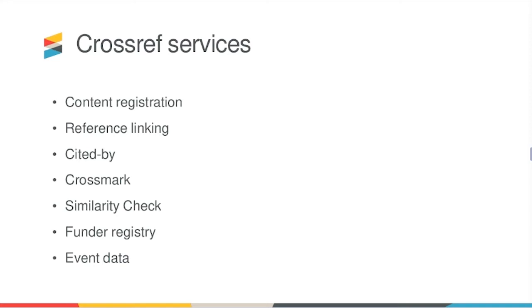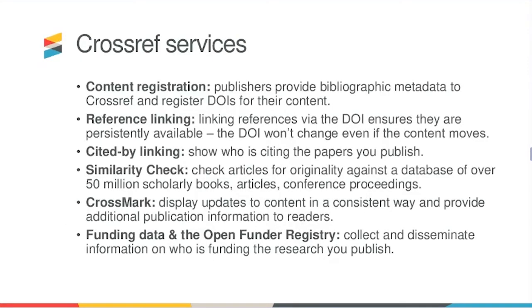So creating cross-publisher services is something else that we do, and we base those services around the infrastructure that's been created for the registration of DOIs. So I've listed our services here, from content registration through to event data, and I'm going to run through some of these services now, just to give you some examples of what they will let you do. So, quick descriptions of each of the services.